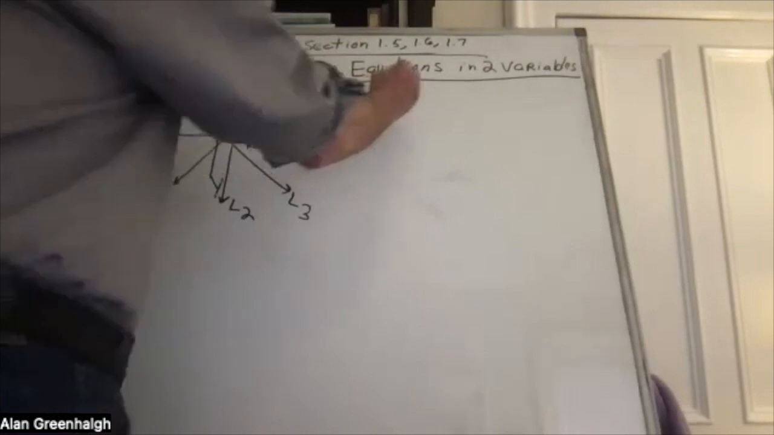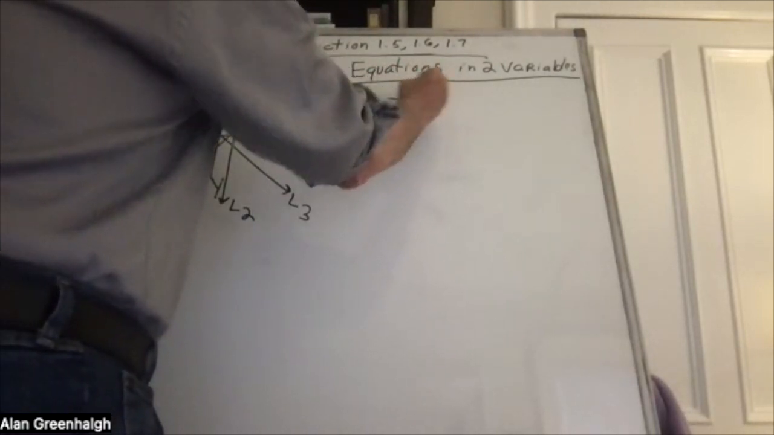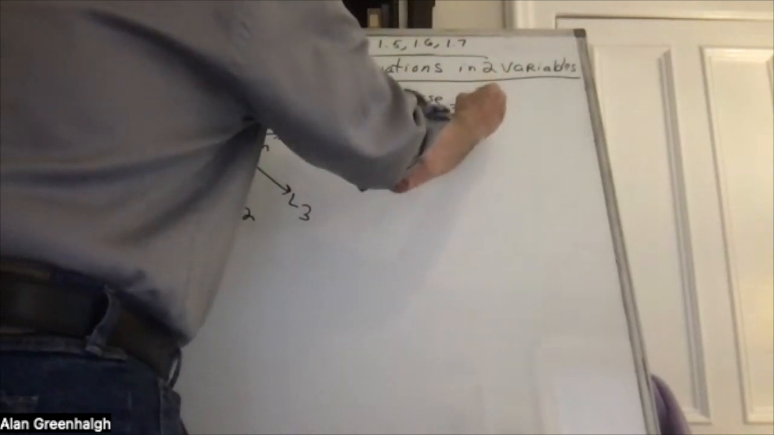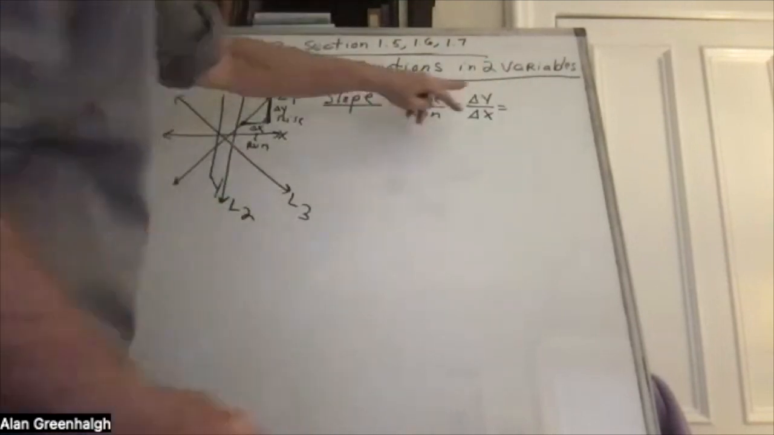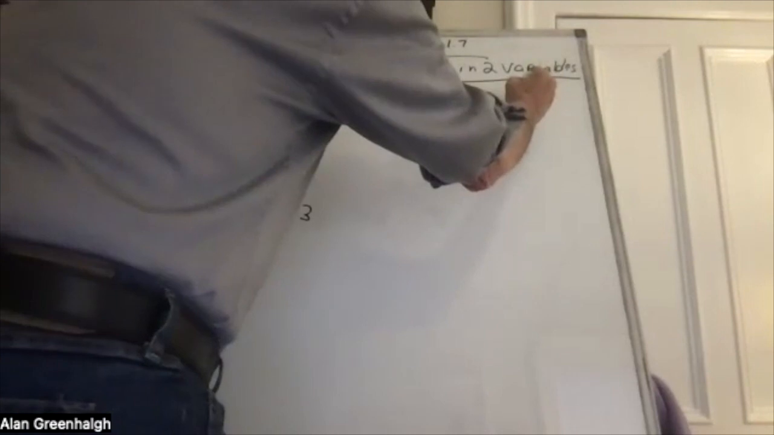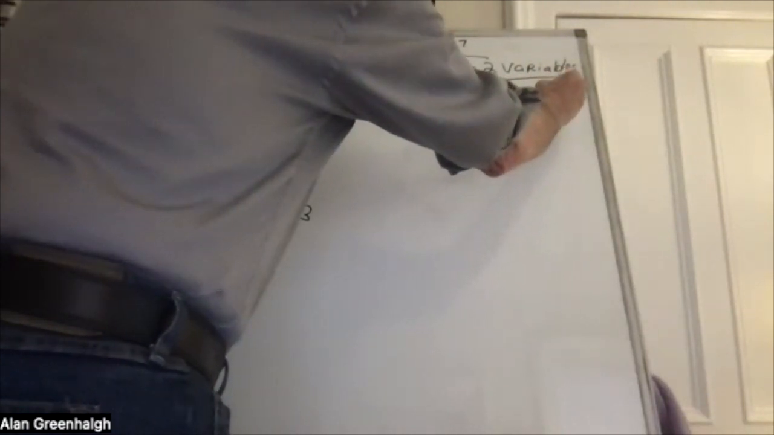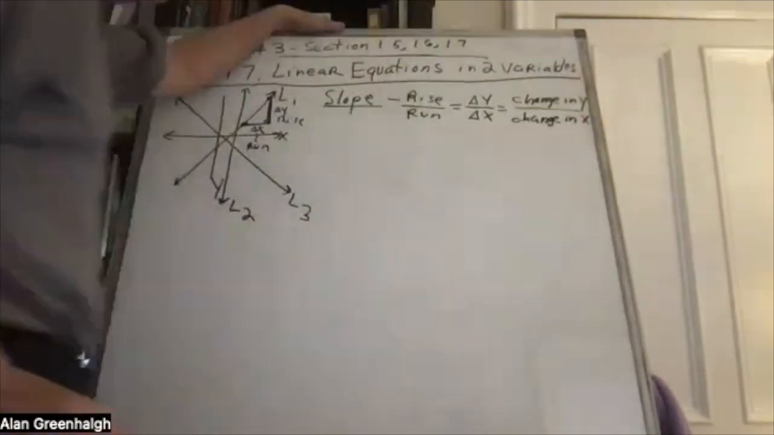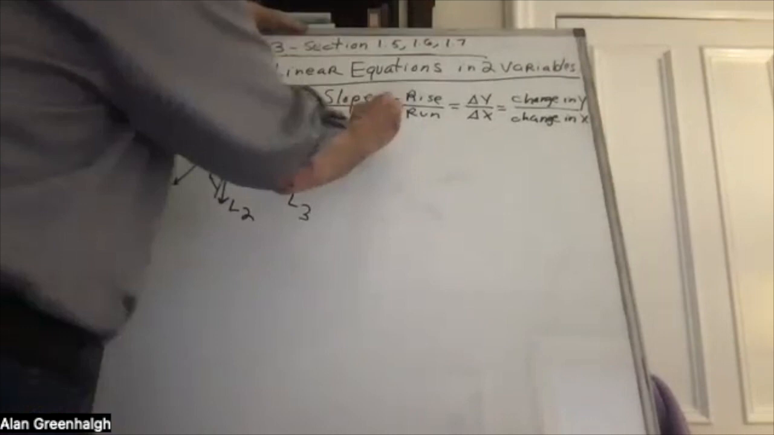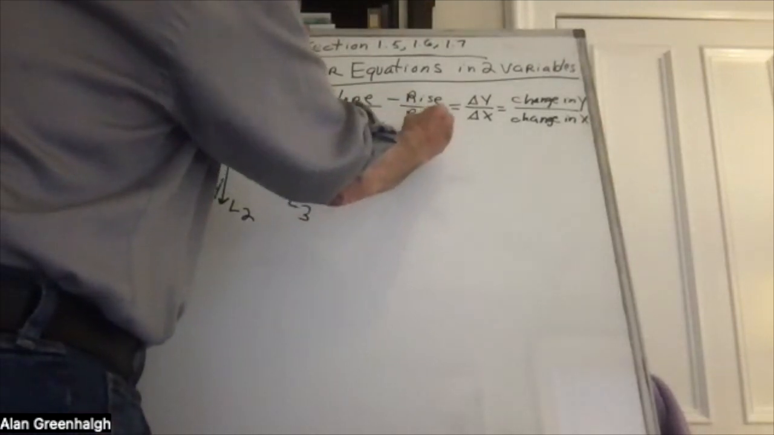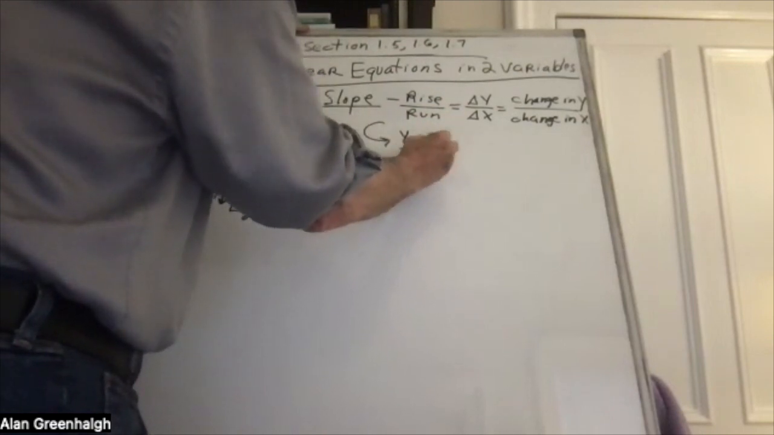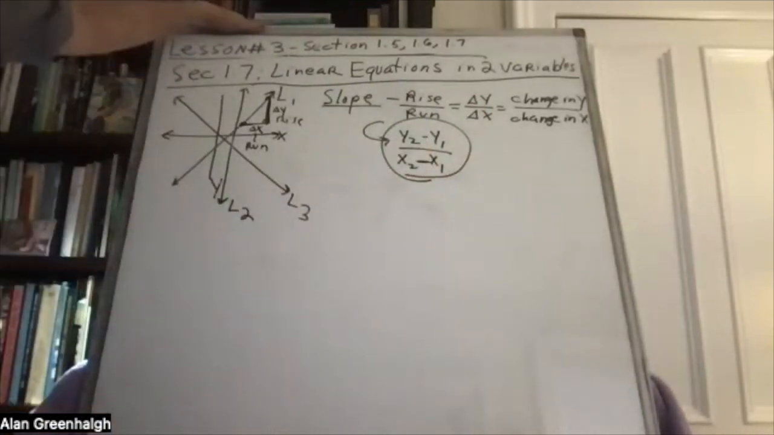And the slope is defined as being rise over run, or delta Y divided by delta X. And delta Y over delta X means the change in Y divided by the change in X. To go even further, Y2 minus Y1 over X2 minus X1. This is how we define the slope of a line.